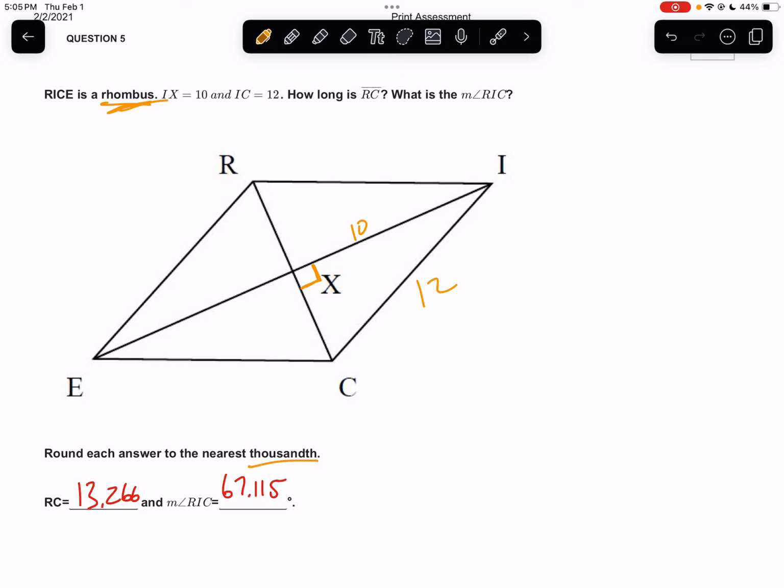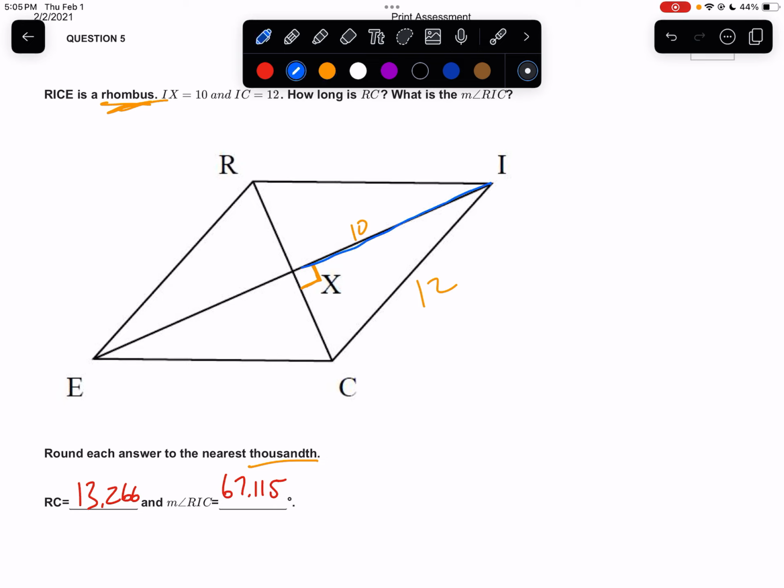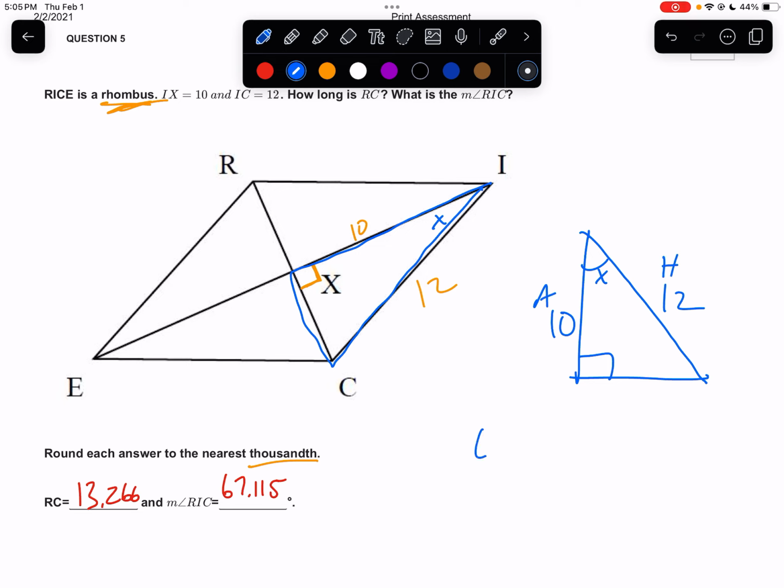This shape has 4 right triangles. So I'm gonna make it blue. This triangle here, I'm gonna draw it upwards. But what do we have? We have 10 and we have 12. If I call this little angle X, or actually, which angle do they want? They want angle RIC. Okay, well, I'm gonna call that angle X. Let's get that first. How would I do that? That would be X, this would be adjacent over hypotenuse, so the cosine of X equals 10 over 12. So X equals inverse cosine 10 over 12.